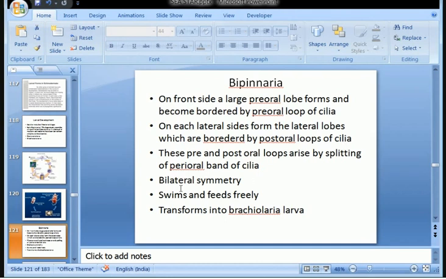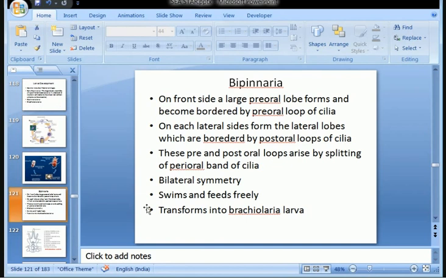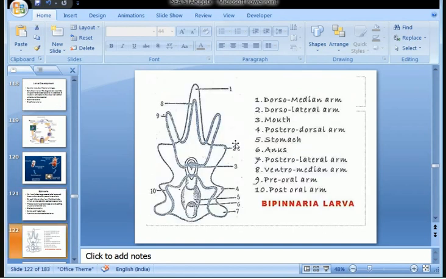The larva is showing bilateral symmetry, that is left side and right side, they are the same. So there is a left and right as well. If you remember, the adult one is having a radial symmetry, pentaradial in this case. This swims and feeds freely, and then it transforms into Brachiolaria larva. So first bipinnaria, then Brachiolaria. So this is a well-formed bipinnaria larva.